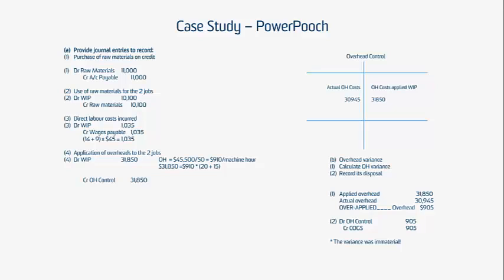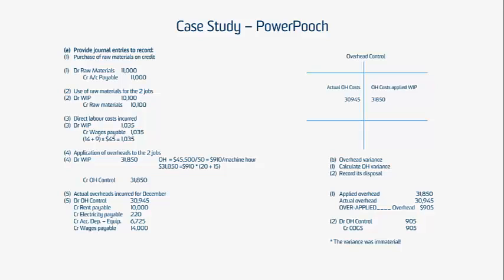Then the question is asking us to dispose of the variance, and it says that it's immaterial. So this means just a write-off to cost of goods sold, and to close the account we need to debit overhead control as it was over-applied. We credit cost of goods sold because it's got too much expense in it.